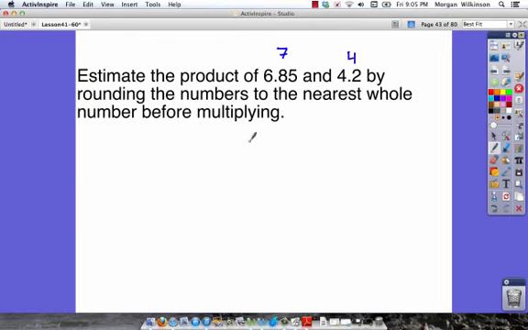One of the benefits of estimating products is that we can round the decimal numbers and we can have easy factors to multiply. 7 times 4, 7 parentheses 4 means multiplication, 7 times 4 is equal to 28. We've got our estimated answer, and we're all done with this question. Read the directions carefully, because if it says estimate by rounding before multiplying, this is all you have to do. You didn't have to multiply 6.85 by 4.2. Multiply 7 times 4.